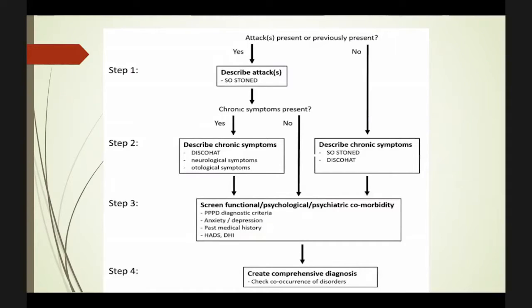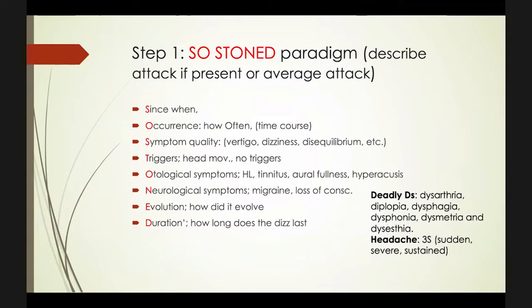This is their diagram. First step is to describe the attack. Second step is to describe the chronic symptoms. Third is the psychological impact and comorbidity. And fourth step is to create a comprehensive diagnosis. The first step is the SO-STONED paradigm. What's SO-STONED? The S is since when the attack started. The O is the occurrence, how often, or the time course. The S is for symptom quality of the vertigo, dizziness, or disequilibrium, whatever the main symptom.